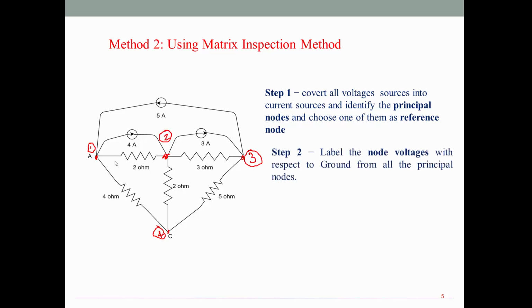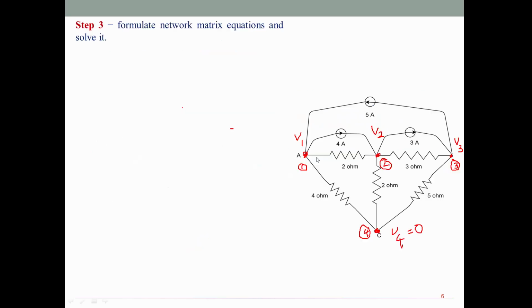Step 2, label the node voltages with respect to ground. So let me identify V1, V2, V3 and V4 are the different node voltages. Among this, V4 is reference node, assumed to be 0. Then step number 3, formulate network equation and solve it. So I have 4 principal node here.